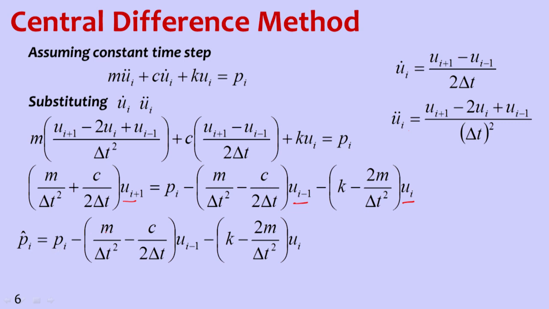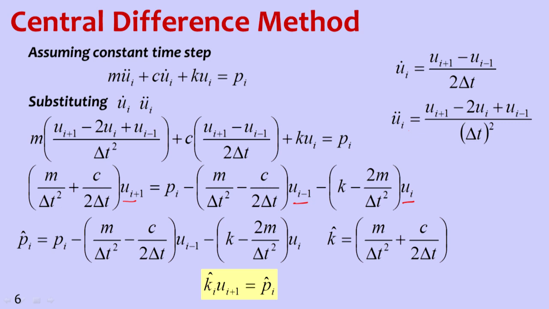So p_i minus (m by delta t square minus c by 2 delta t) into u(i-1) minus (k minus 2m by delta t square) into u_i. This is the force term. And then the k value. So the k value is this one, you can see m by delta t square plus c by 2 delta t. So this entire expression can be written in simple form, that is k cap into u(i+1) is equal to p cap. So this entire expression is p cap and this expression is k cap.